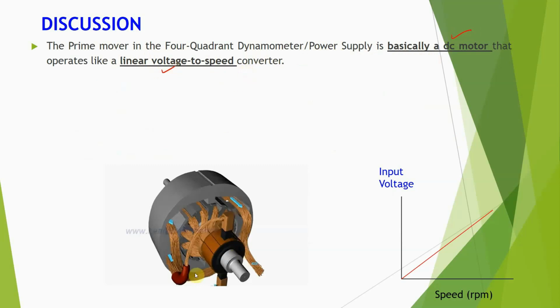So here is an example of a DC motor. These are the carbon brushes here. If I connect a positive voltage, a positive here and negative here, as a source connected to the brush, let's say the DC motor will rotate in clockwise direction. So as I increase the voltage, the speed also increases, right? As you can see here from our graph.